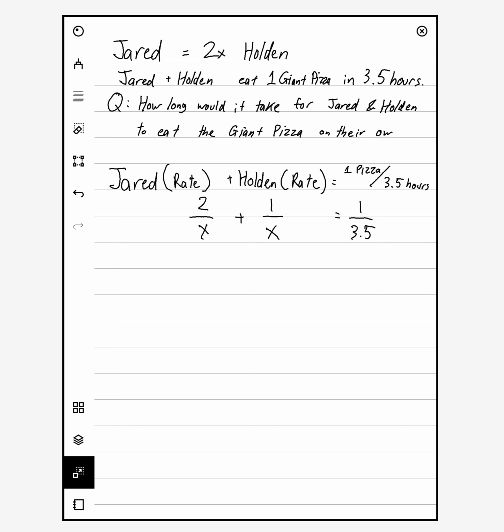All right. So today we've got a word problem where our two friends, Jared and Holden, are eating a pizza. The bits of information that we're given in this problem are Jared is able to eat twice as fast as Holden. And the opposite of that would be Holden takes twice as much time as Jared does to eat the same pizza. The other bit of information we know is that when Jared and Holden both eat the pizza together, it takes them 3.5 hours.